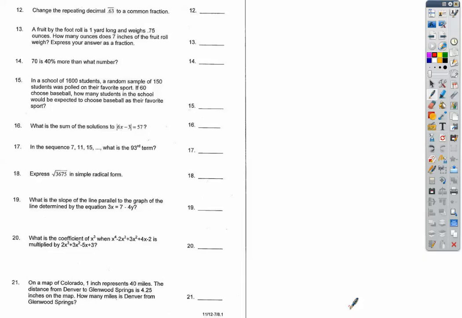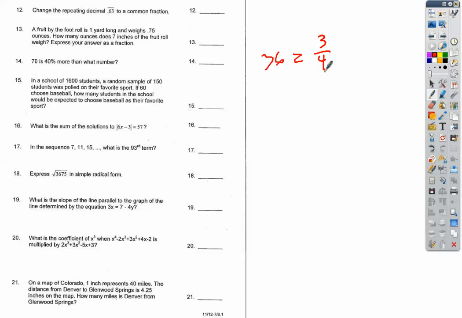Okay, number 13. Sorry about the disjointed explanation earlier. So, fruit by the foot, 1 yard, which is 36 inches, weighs 0.75 of a pound. Now, in the previous video, I started doing 0.75, but really 0.75 is just 3/4. And fractions are so much easier. So, I need to figure out what 1 inch is, the weight of 1 inch, and then I need to scale that up to 7 inches.